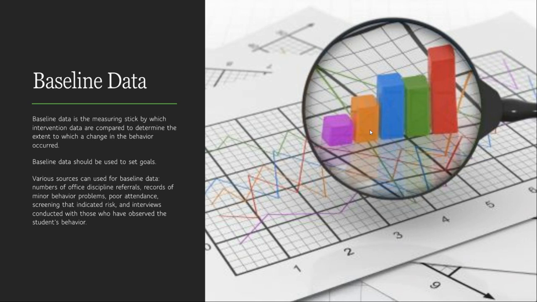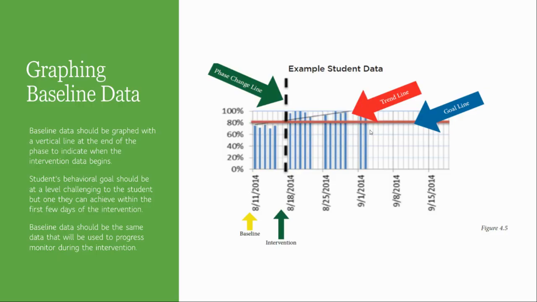Various sources can be used for baseline data. You can use the number of office discipline referrals. You can use the records, those classroom logs of minor behavior problems that happened in the classroom that may not have resulted in an office discipline referral. You can look at attendance. You can use those universal screeners and interviews conducted with those who have observed that student's behavior. Again, we just want to get a baseline idea of where those students are beginning.